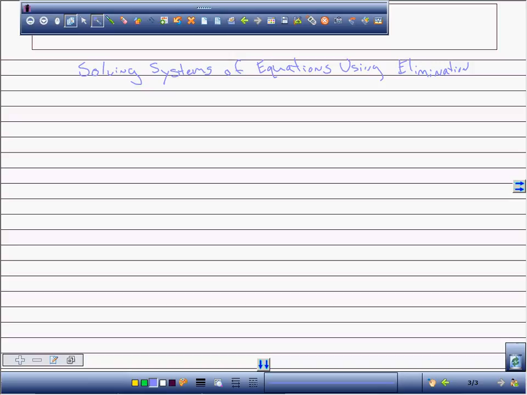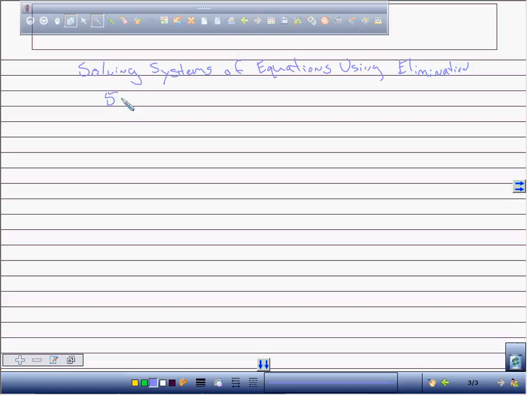So say I have a set of equations. I have one that is 5x minus 6y equals negative 32. And then I have another equation that looks like 3x plus 6y equals 48. Okay? And they say solve the system. Usually they'll have brackets on it like this.